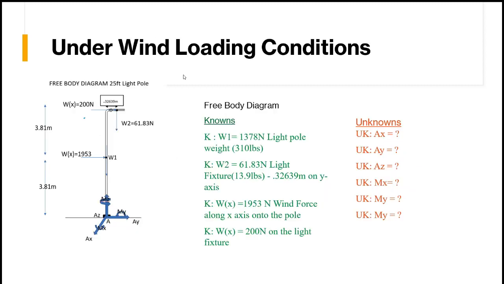So we see here the static equilibrium under wind loading conditions. In the free body diagram, we now see that we have the knowns, weight 1 and weight 2, but we also have the knowns of the support of the wind loads on the pole. So we can split it up between the wind loads on the pole and the pole's fixture. And then we still have the unknowns, so the new support reactions based off these new wind loads.